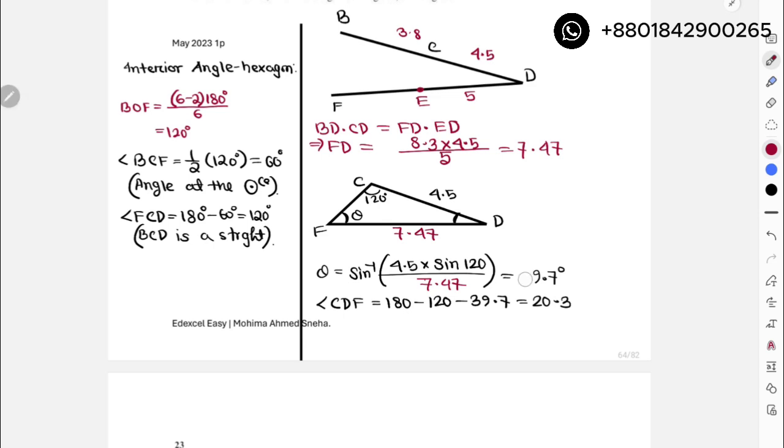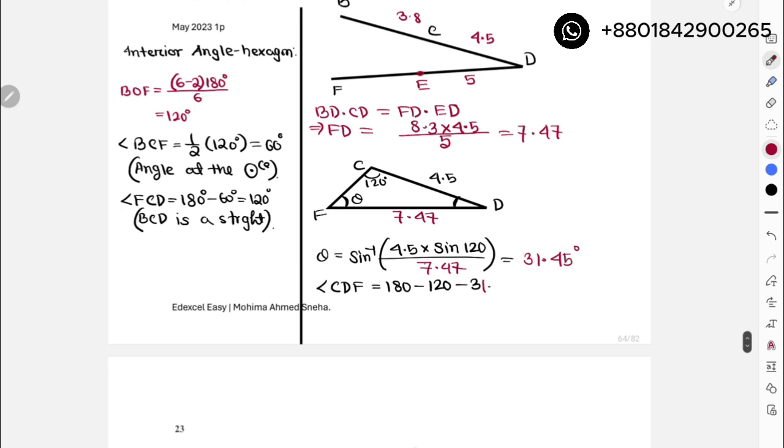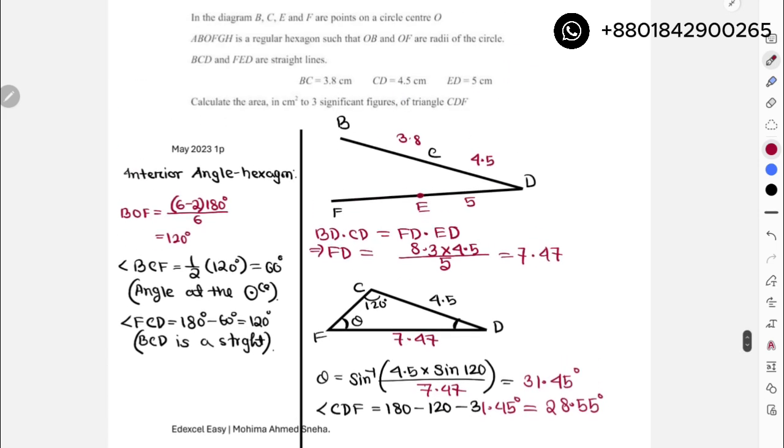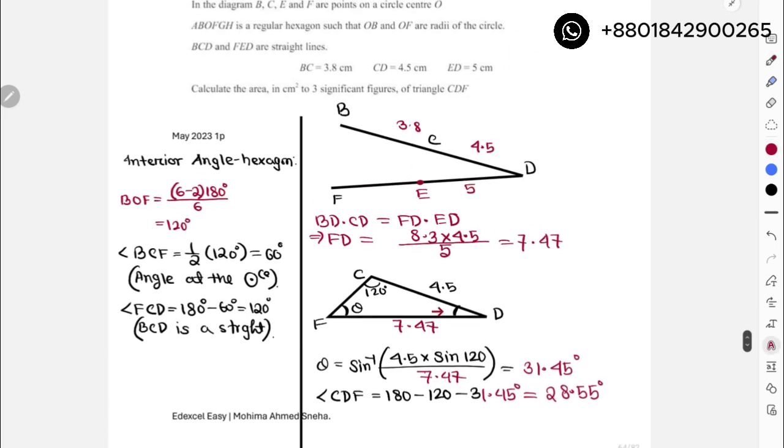There you get it as 31.45 degrees. And then if this is 31.45 degrees, the angle that you get is 180 minus 120 minus 31.45, and that is 28.55 degrees. Now you have all the values. Now you have this angle 28.55, these two sides.